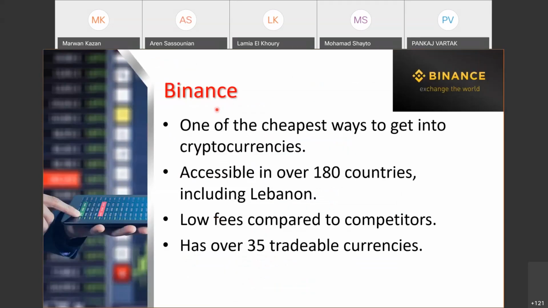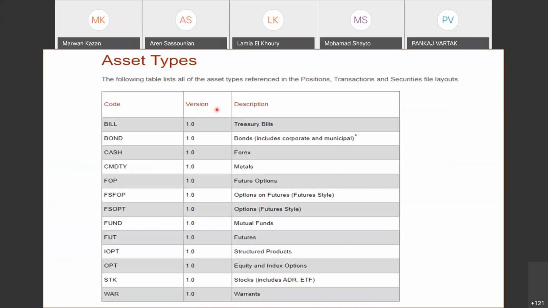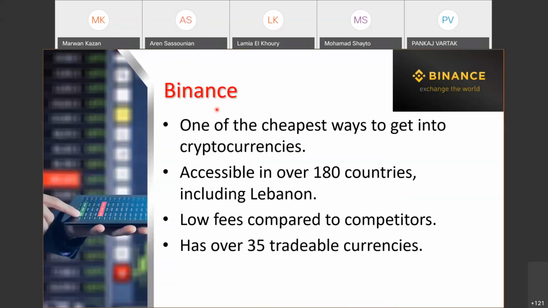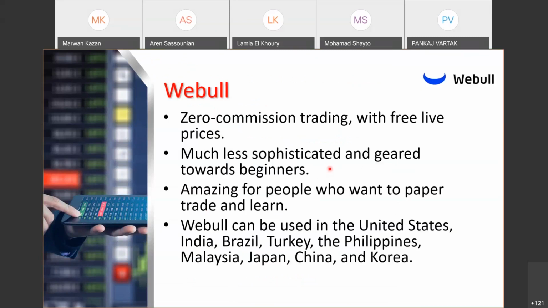You have Binance for people who are super interested in crypto. It's one of the cheapest ways to get into cryptocurrencies. Interactive Brokers doesn't actually have cryptocurrency to be traded, but if you want to get into crypto a lot, you can use Binance. Again, you have to pay with fresh USD to open up an account. It has lower fees compared to other crypto traders, it has over 35 currencies, and it's accessible in over 180 countries.